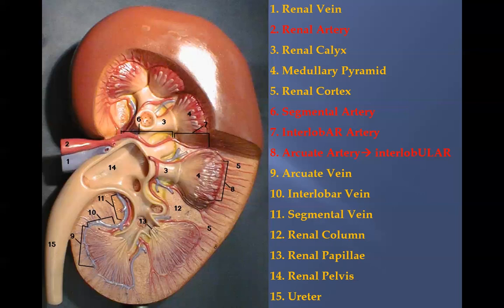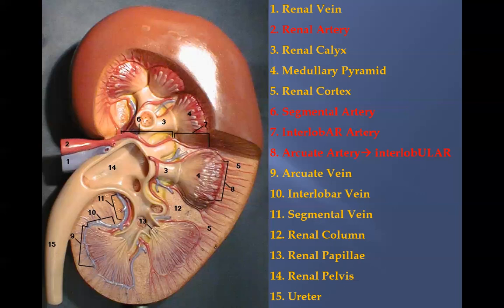So we'll go one by one. If you start from here, this is the renal vein, this is the renal artery, this is a renal calyx or calyces. So there are 6 or 7 calyces. They merge to form the pelvis, and then it joins to the ureter.